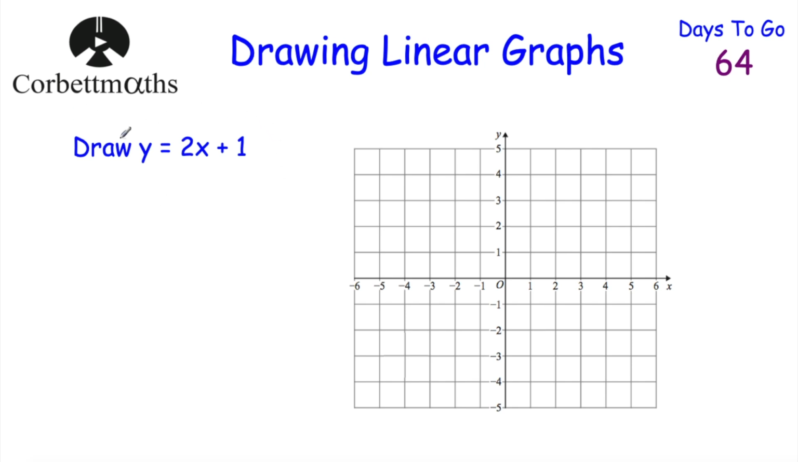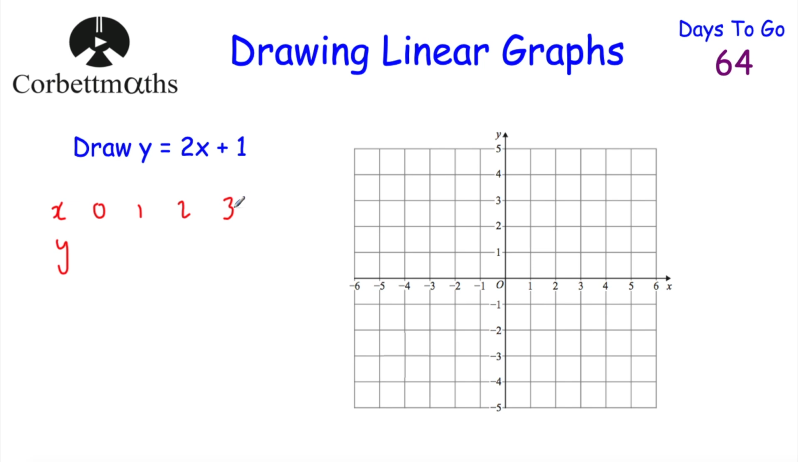If we're asked to draw the graph y equals 2x plus 1, there's a couple of ways we could do this. One way, and this is the way I like to do, is an xy table, and I choose some x coordinates such as 0, 1, 2, and 3. To find the y coordinate, we're going to multiply the x coordinate by 2 and then add 1. So we're going to multiply all these numbers by 2 and then add 1.